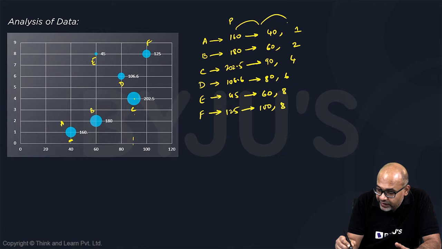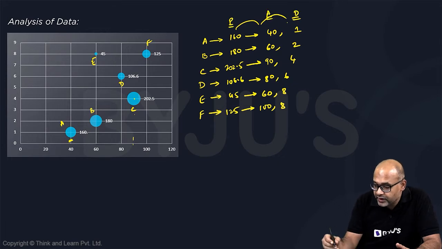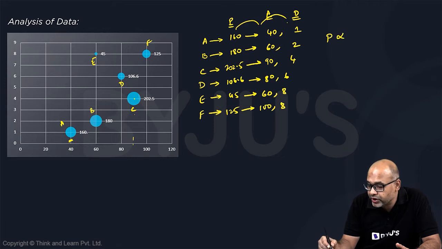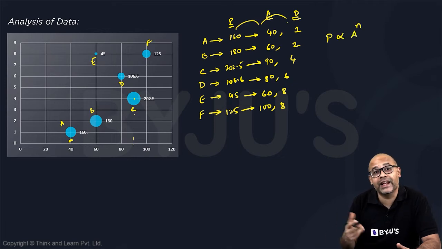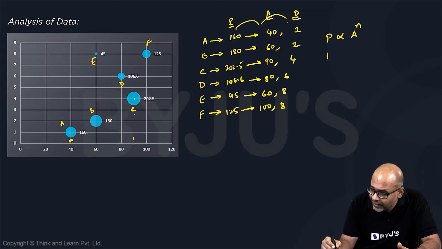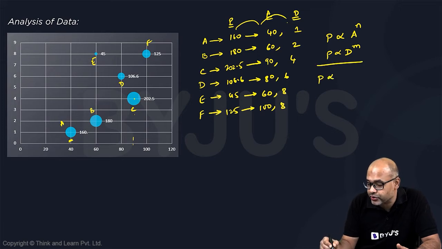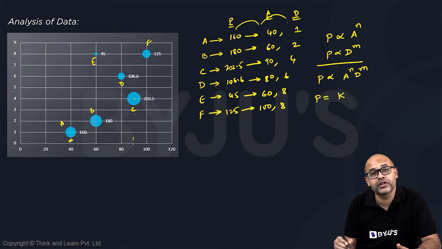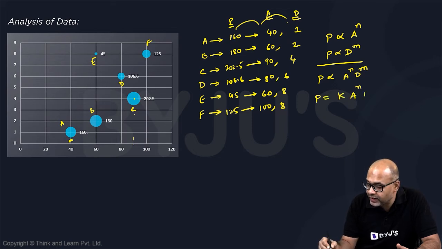So I will say this is price P, this is your area A, and this is your distance D. I will say the price is proportional to A power n. I don't know what n is. n can be negative, which means the area is inversely proportional. n can be positive, in which case it is directly proportional. I don't know exactly what it is, so let me take it as power n. And I'll also take P proportional to D power m. Now, if I combine these two, I'll get P proportional to A power n, D power m, or P is equal to the proportionality constant K into A power n and D power m.